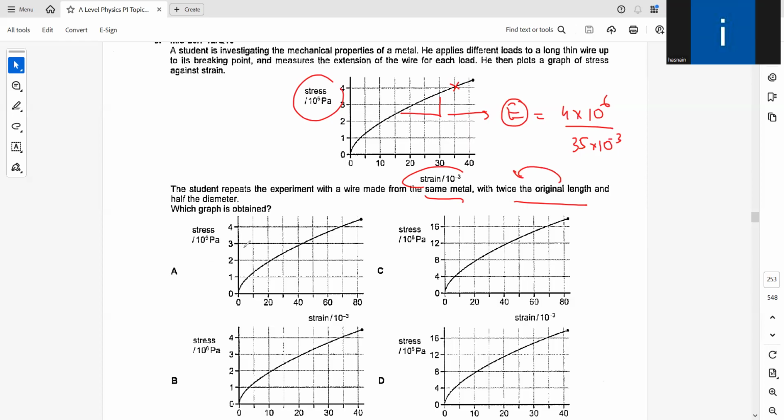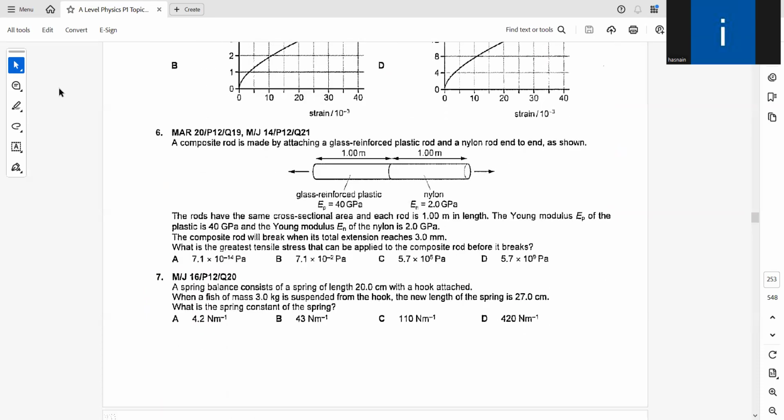So let's see which of these graphs gives us the same answer. So, well, this is not 35. This is 4. This is 16, right? So 16 over 65 is not going to be the same ratio. 4 over 35. Yeah. So that's the answer here. So I'll go with B, right? Because it is having the same spring constant. Let's see what the other question is all about.